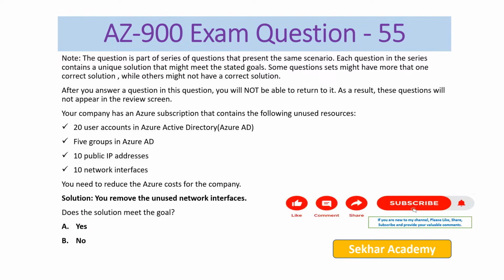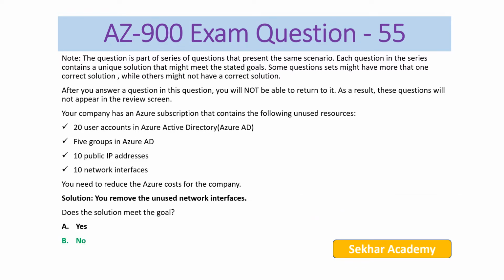AZ-900 exam question number 54. The question is the same. The solution here, you remove the unused network interfaces. Does the solution meet the goal? So the options we have are A, yes, and B, no. The right answer is no. By removing the unused network interfaces, we will not be able to reduce the cost for the company, because Azure will not charge for the unused network interfaces. It will charge only for the used network interfaces.